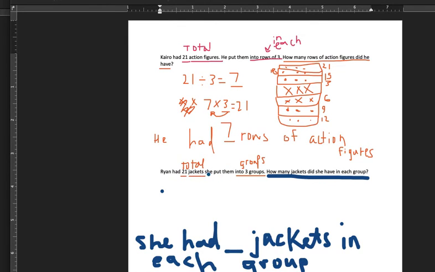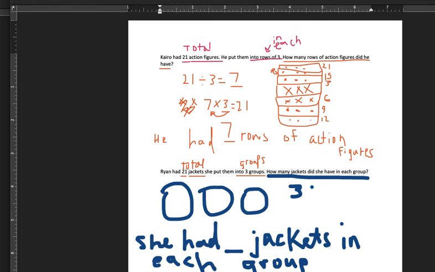So I know the total is 21, and I know that she put them into 3 groups. So let me just draw my 3 groups. 1, 2, 3. Oh, I can even set up my multiplication equation. 3 times something equals 21. 21 divided by 3 equals something. Some of you might be able to use multiplication already for this. Some of you have to use the strategy fair share.